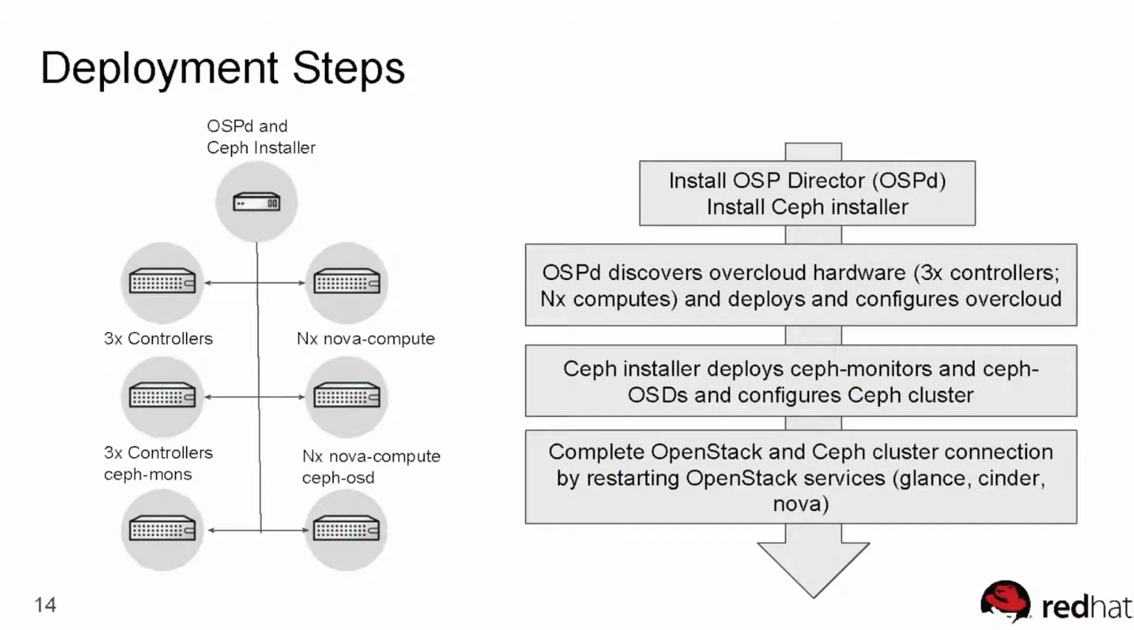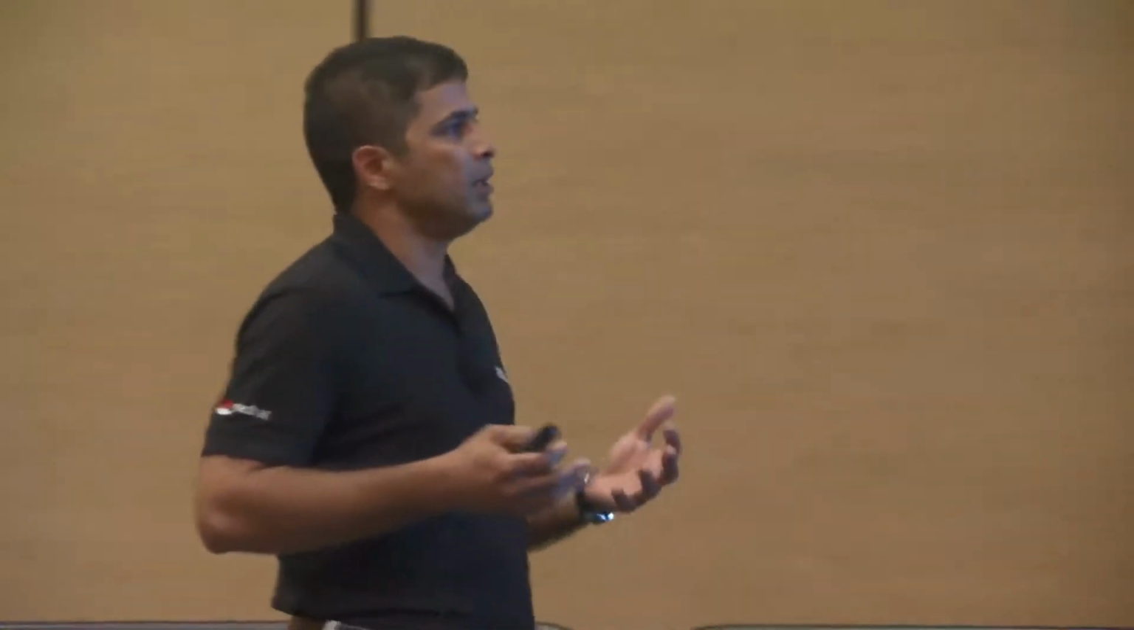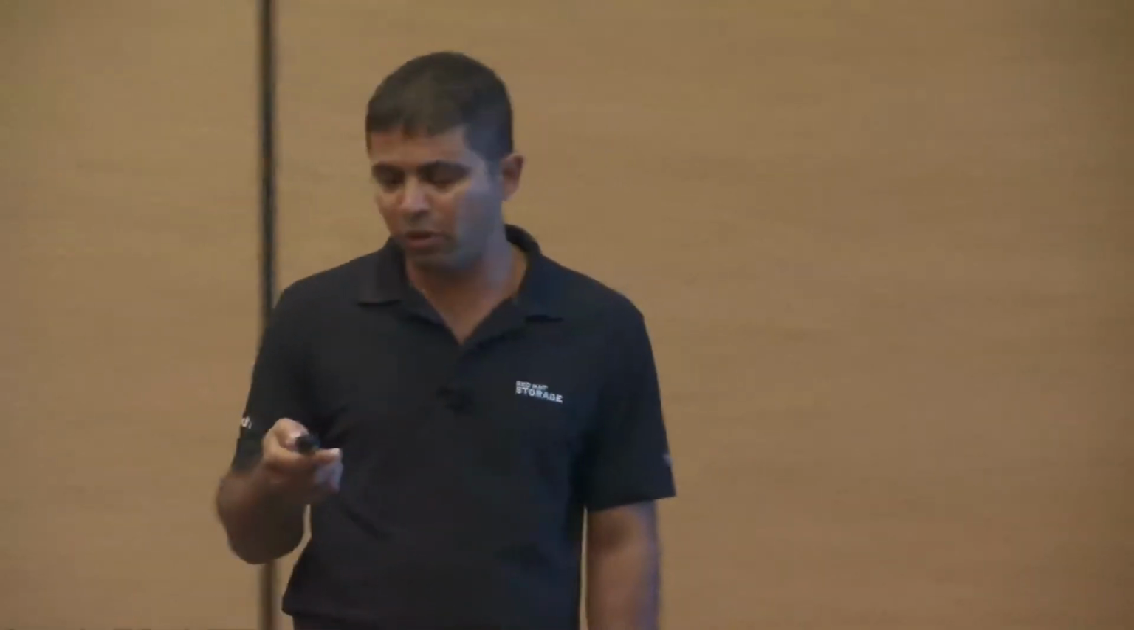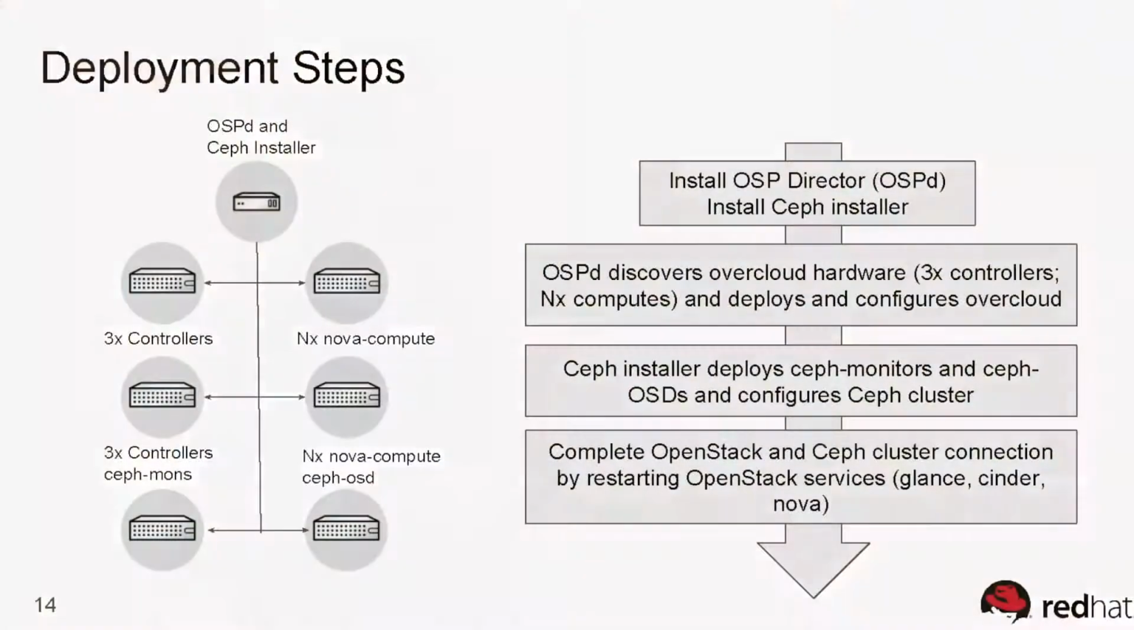So in terms of deployment steps, what are we doing? What you really need to do is install the OSP director and the Ceph installer on a node. You start with that. Then the OSP director goes in and drops the hardware, and then it asks you how many controllers and compute nodes you want to run. You can configure that, and then you can deploy. With that, you get your OSP overcloud running, so those are the three controllers and n number of compute nodes that you wanted to run.